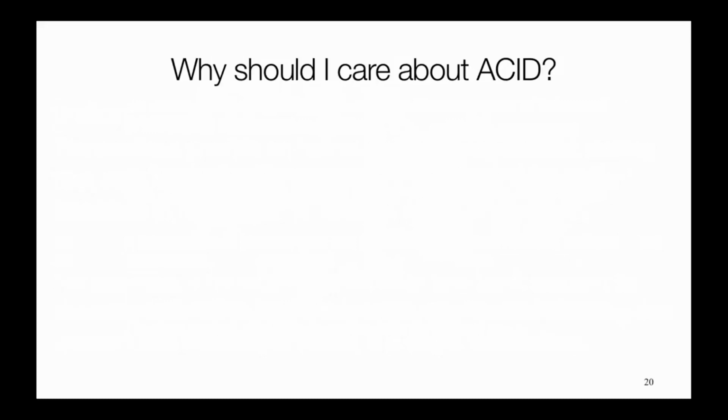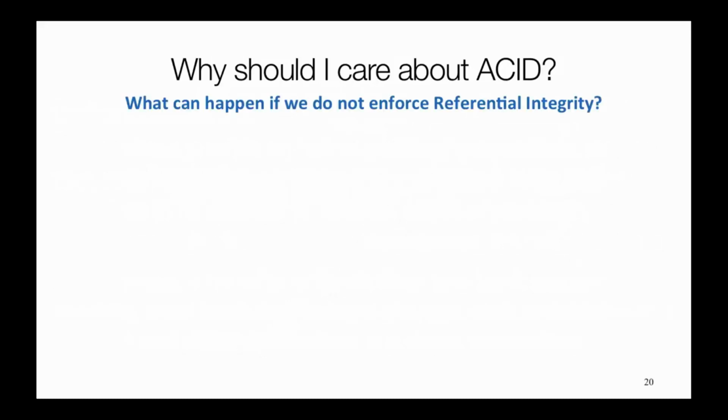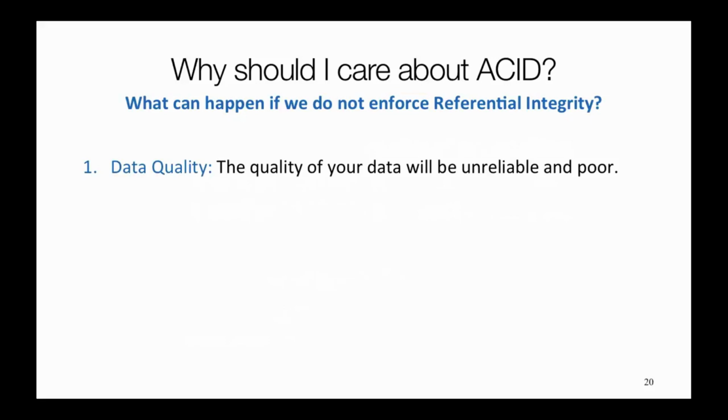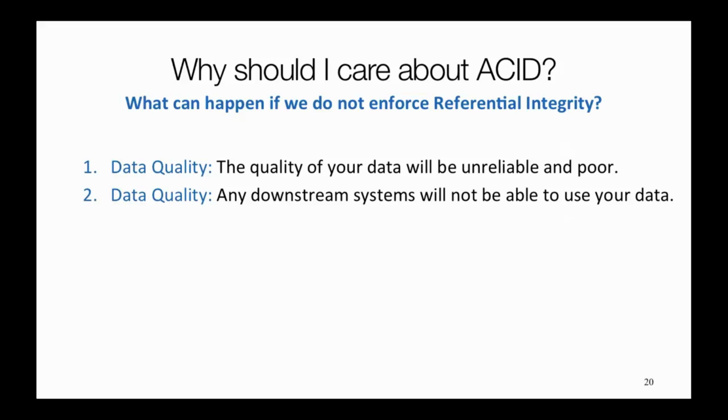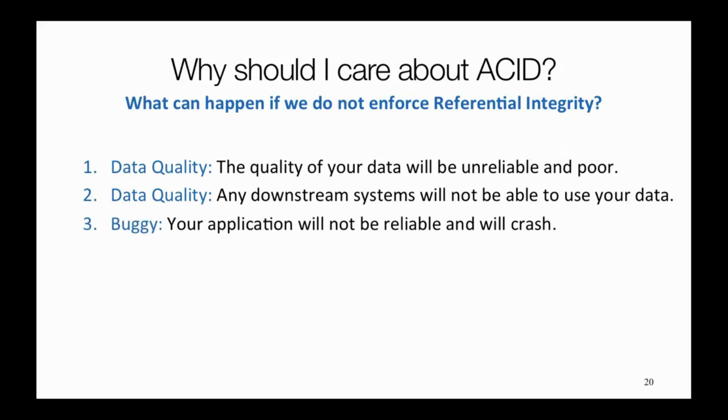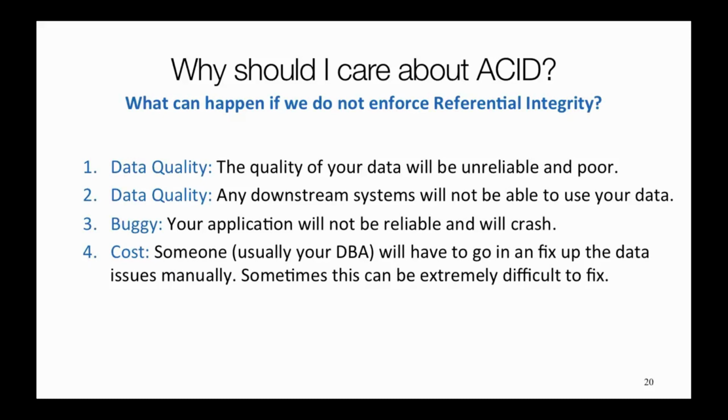So why should you care about ACID in your application design? Let's see what would happen if you don't enforce these rules of referential integrity. First of all, your data quality is bad, so you never know if your rows are what they're supposed to be. Downstream systems will not be able to use your data as well. Your application might crash, you'll have errors, and you would have some cost involved. And so if your data is corrupted, your database administrator will have to go in and fix these items manually, and your customers will be angry.